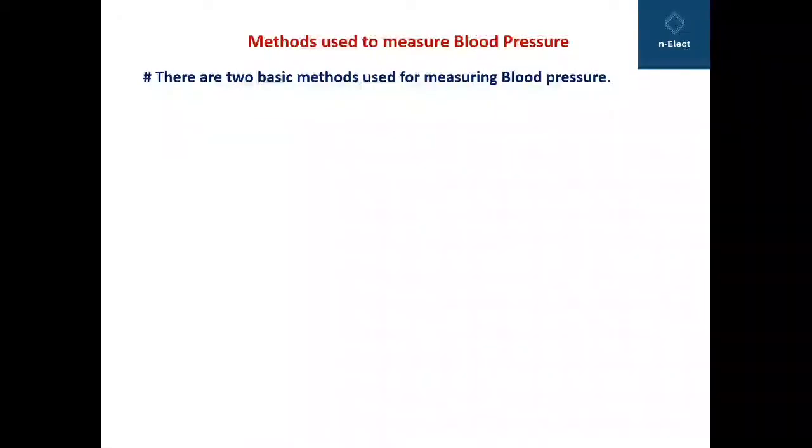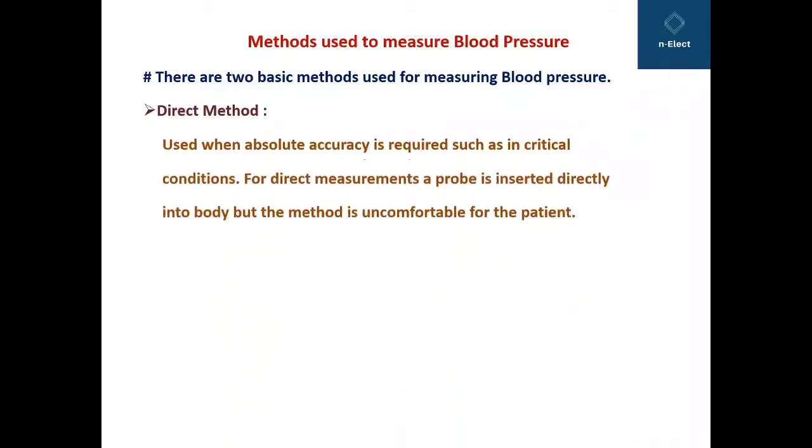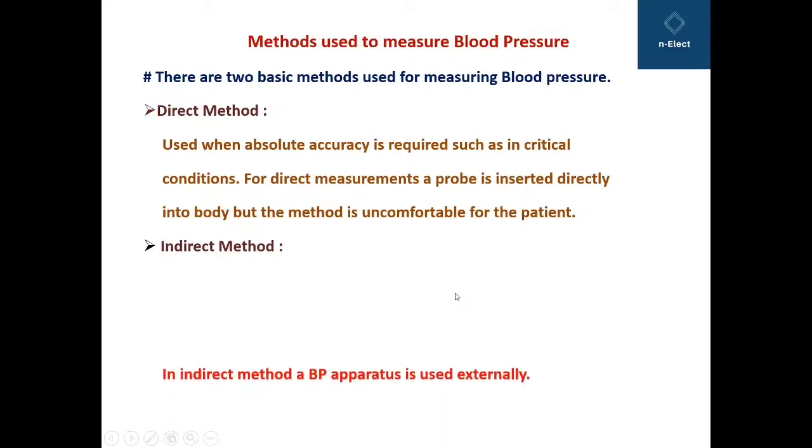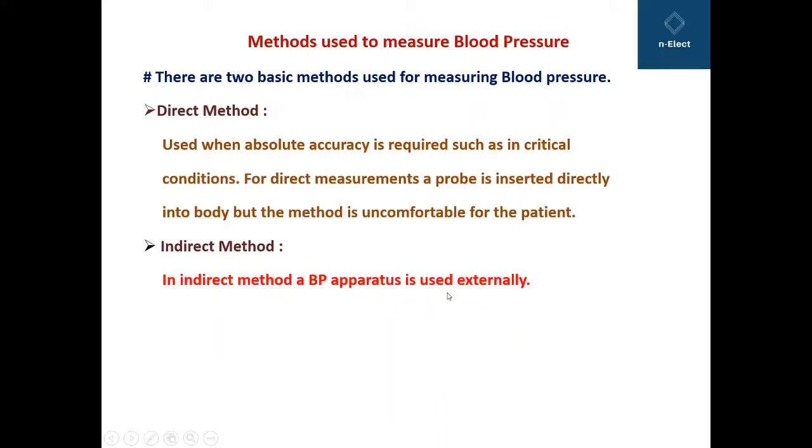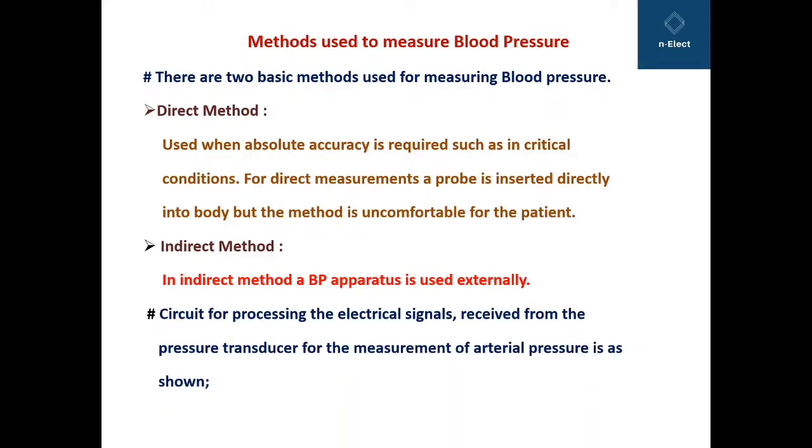Methods used to measure blood pressure. Basically there are two methods for the measurement of blood pressure. One is the direct method, which is used when absolute accuracy is required, such as in critical conditions, as you can see in ICUs and ICCUs. For direct measurement, a probe is inserted directly into the body, which is why the method is uncomfortable for the patient. While in the indirect method, the BP apparatus is used externally, as the doctor generally does while measuring the patient's blood pressure.